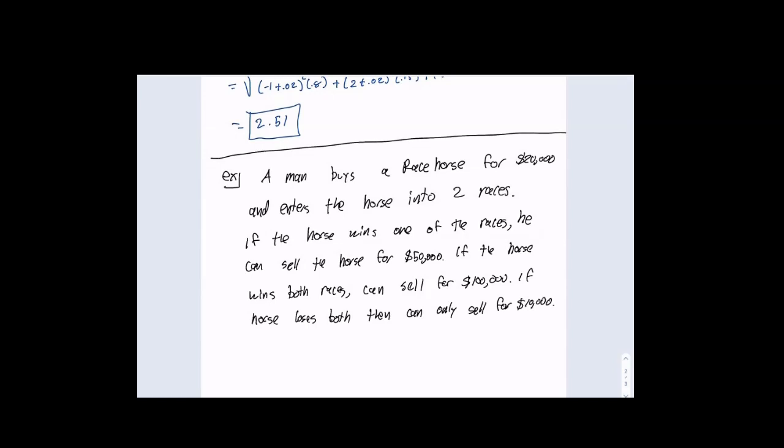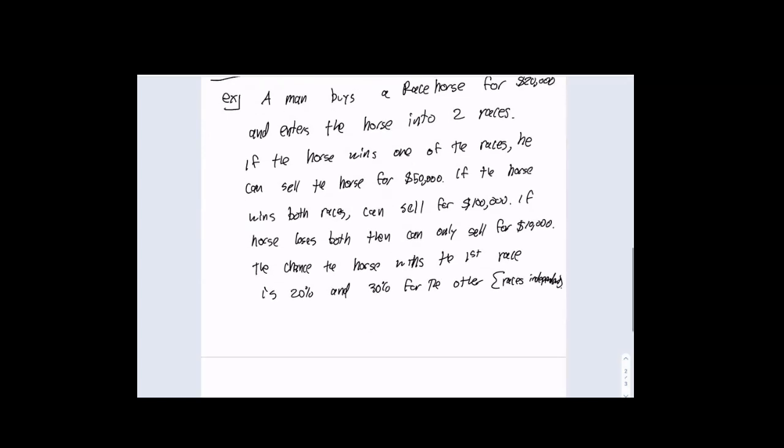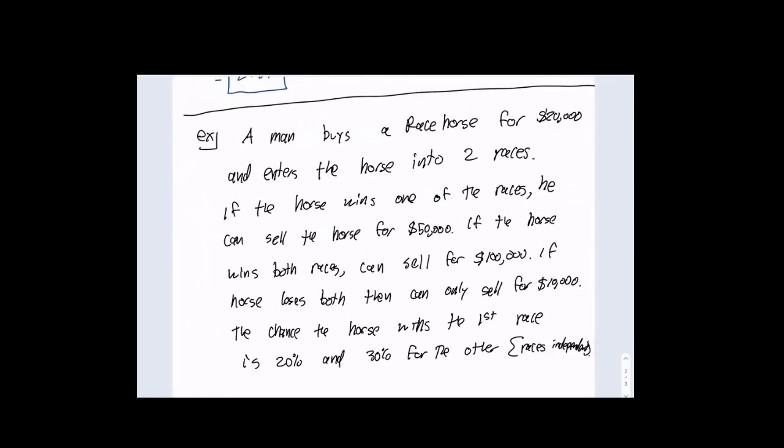And he will sell the horse, all right? The chance the horse wins the first race is 20% and 30% for the other, races independent. All right, so that's the problem. Let you have a little bit of time to copy that down.